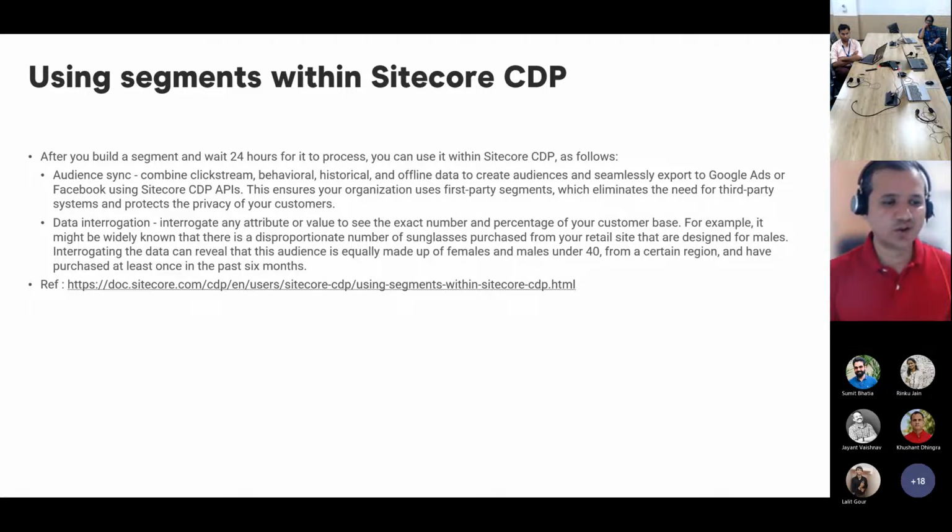The second approach is data interrogation. When you are making some business decisions, based on the data which you are getting into your system, you can use segmentation for that as well. The example which is written here is the people who have purchased sunglasses from the retail side for males, that data can be interrogated.